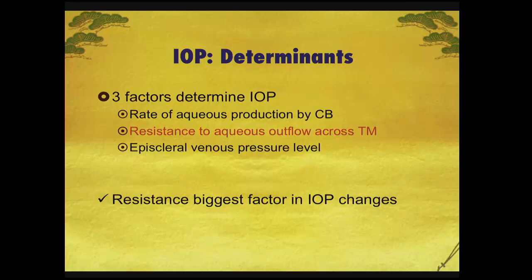So the first few slides are on the fundamentals. You have to remember that intraocular pressure is determined by three things. One, how quickly the aqueous is produced. Two, how hard it is for the aqueous to get out of the eye across the trabecular meshwork, and that's actually the point that's most important in determining IOP. And three, episcleral venous pressure, which is resistance a little bit further downstream from the trabecular meshwork.